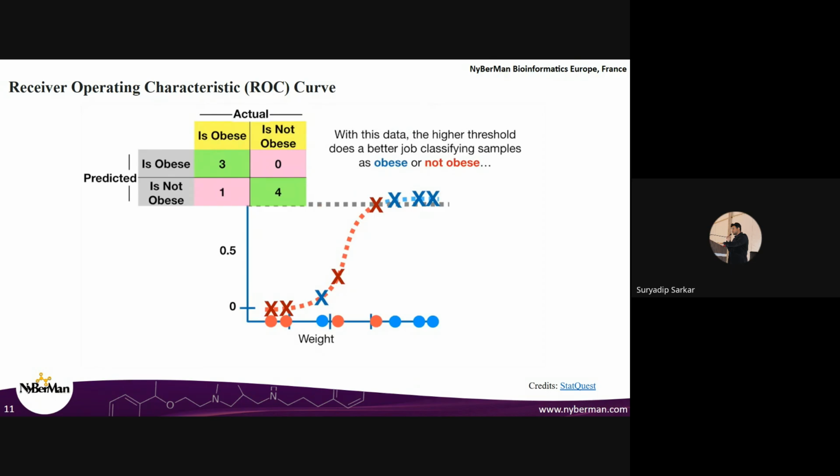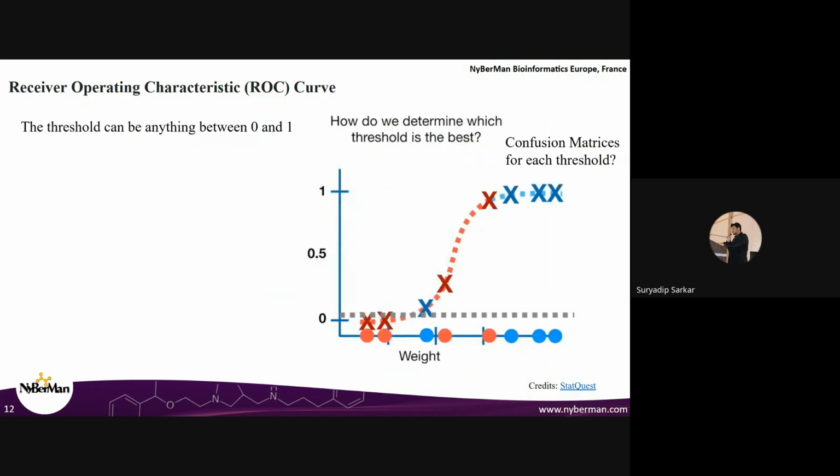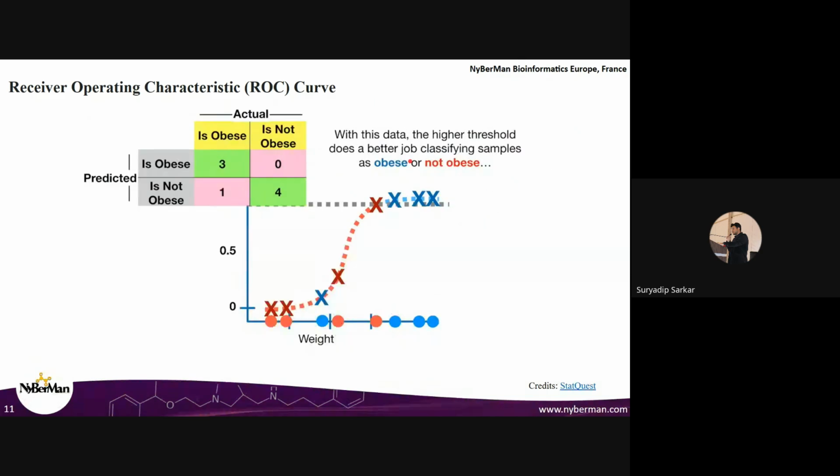And that is why a globally agreed threshold of 0.5 does not work for all of them. The threshold will be very specific to the data you have at hand, the data you are using for training. So now the threshold can ideally be anything between 0 and 1. The question is, how do we determine which threshold is the best? Right now, we decided that 0.9 is a better threshold than 0.5 because the confusion matrix told us so.